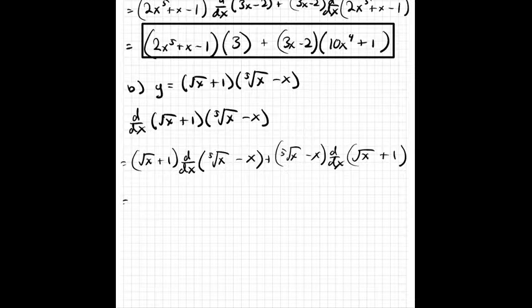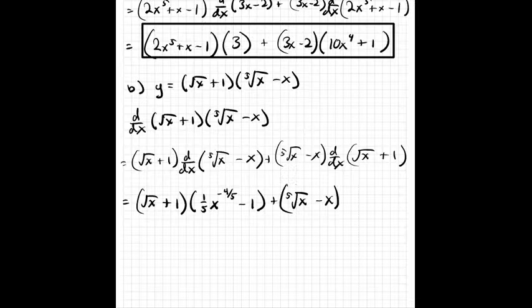So then this is going to be, this just comes down. Let's see, the fifth root of x is the same as x to the power of 1 over 5. So that 1 over 5 comes down, and we're going to have x to the negative 4/5. Okay. And then that's going to become minus 1 plus the fifth root of x minus x times, so derivative there, square root of x becomes 1/2 times x to the minus 1/2. Derivative of a constant is 0.